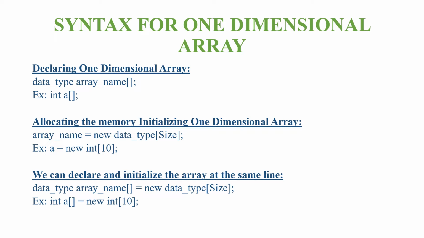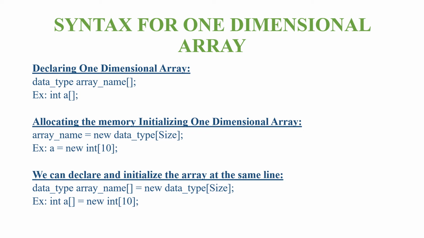Okay, coming back to the declaration of one-dimensional array, this is the syntax, that is data type, array name and square brackets. And there is a semicolon here. Why we use semicolon? In order to terminate the statement, and which is also a separator. So example for declaring the one-dimensional array is int a[], whereas int is the data type, a is the array name.